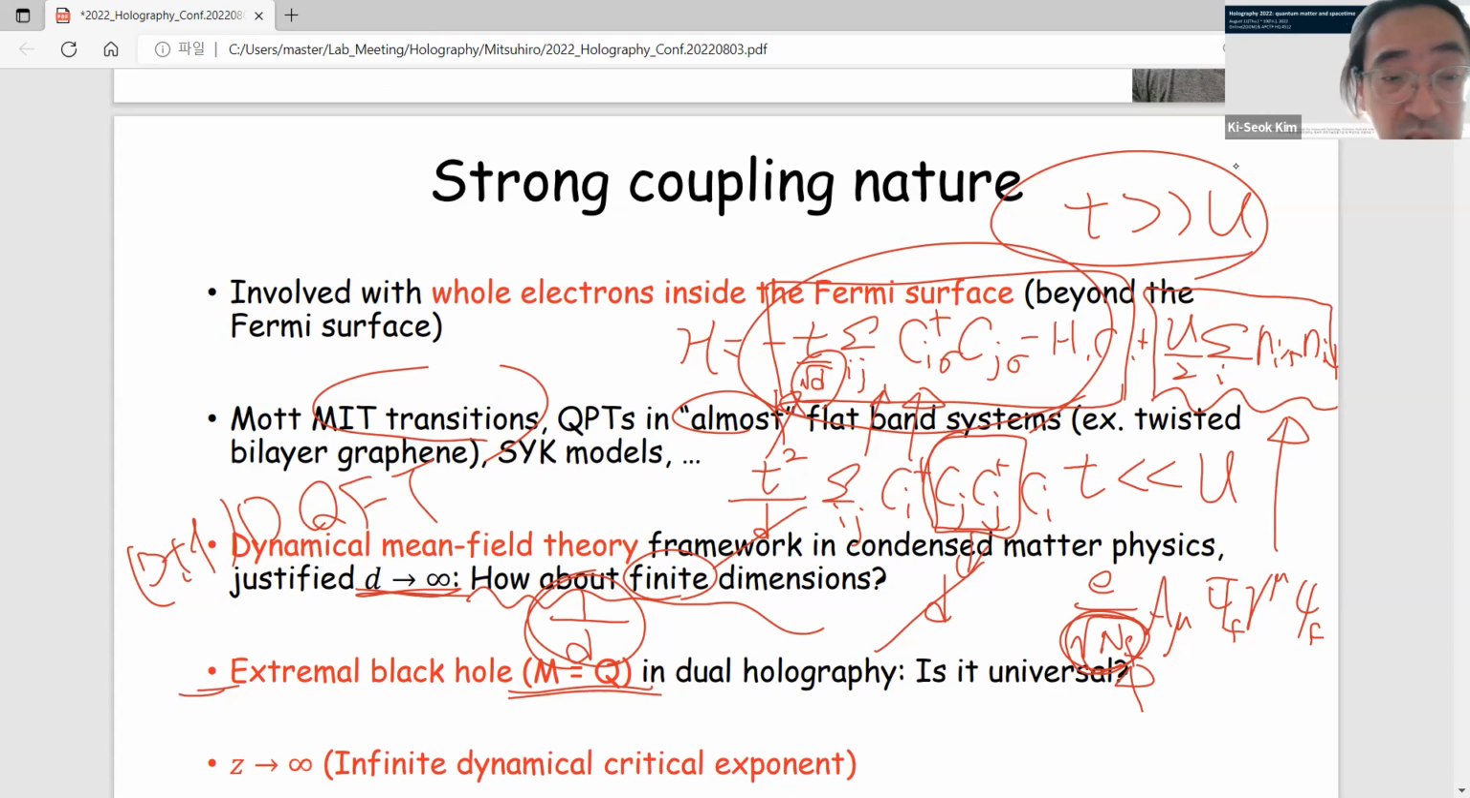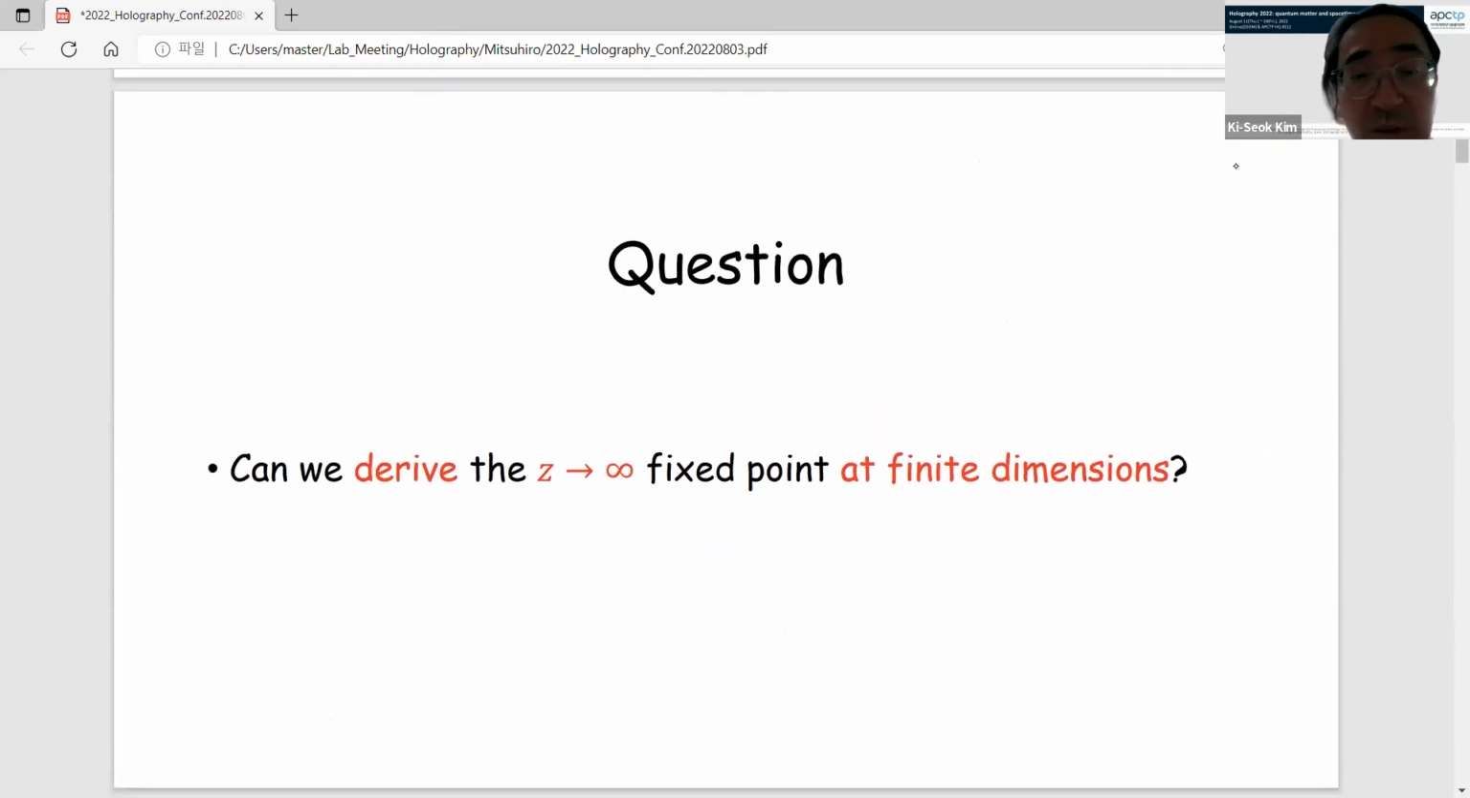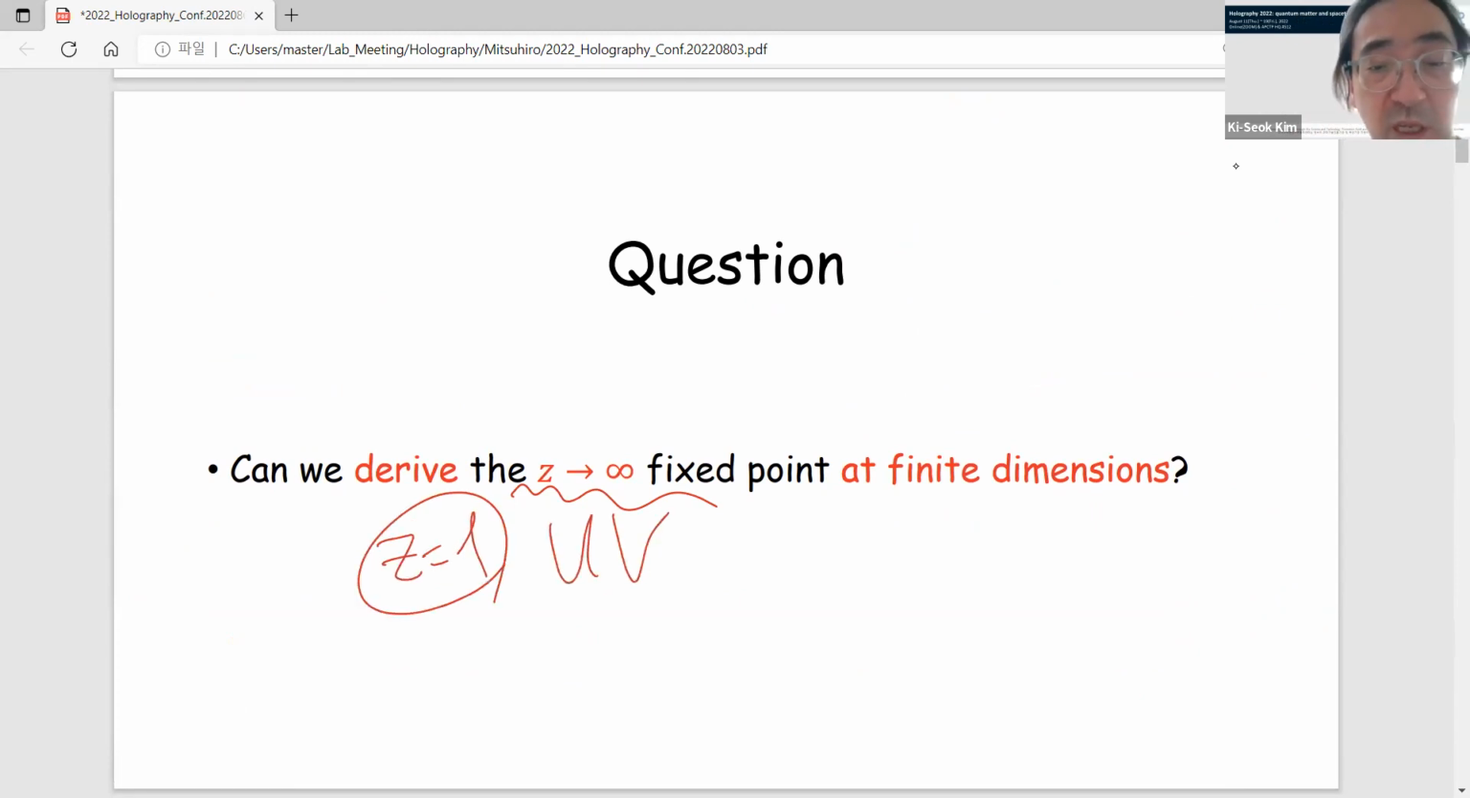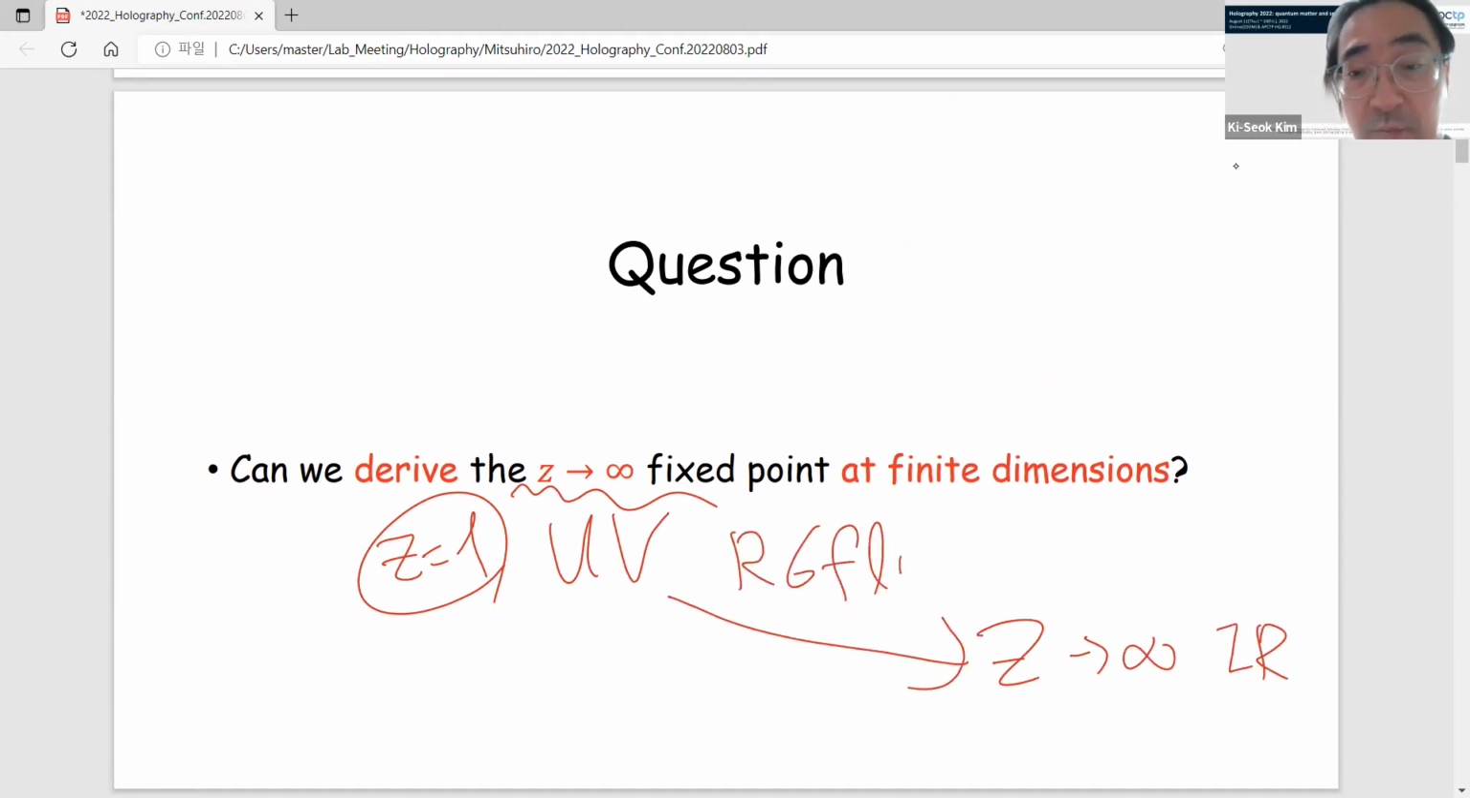In this case, the main feature is that the so-called dynamical critical exponent diverges. This is a strong coupling nature. So here the question is, can we derive this dynamical critical exponent infinity fixed point at finite dimension in a natural way? Natural way means that suppose z equals 1 in the UV and z equals infinity in the IR, some RG flow. This is the question. Then, of course, this requires some infinite resummations of quantum fluctuations.